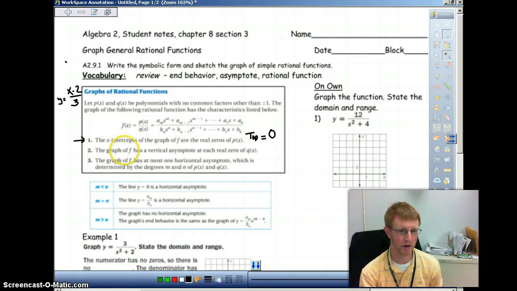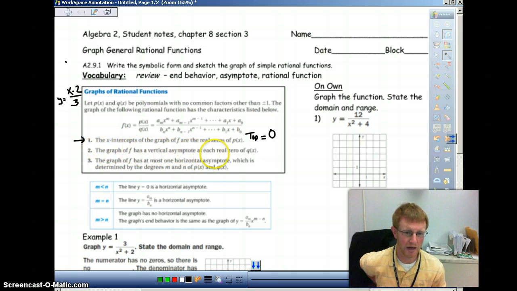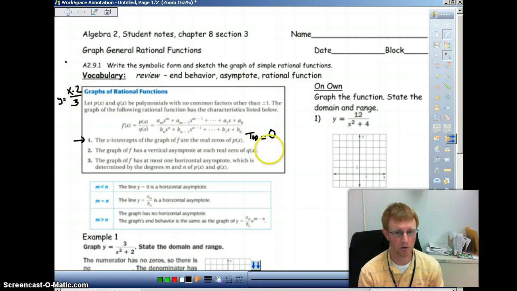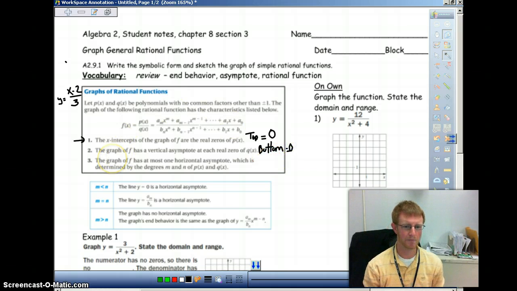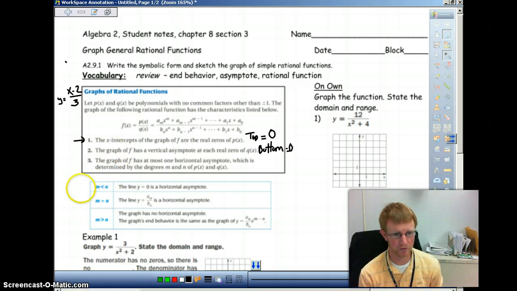The second thing is the graph has a vertical asymptote at each real 0 of q of x. That's the same thing as we did yesterday, whenever this bottom is 0. So in this case right here, there wouldn't be one because the bottom is never 0 there. But, okay, so asymptotes are going to be the same thing as before. It's when the bottom equals 0.